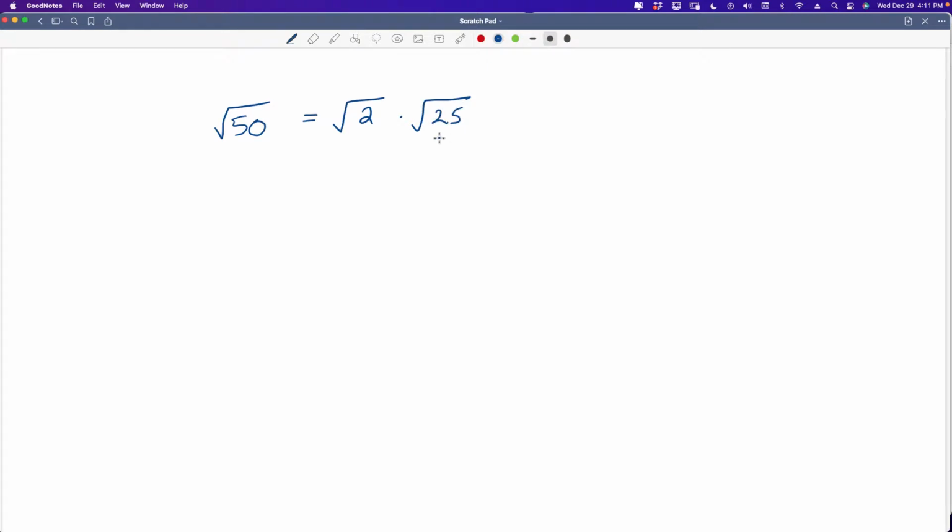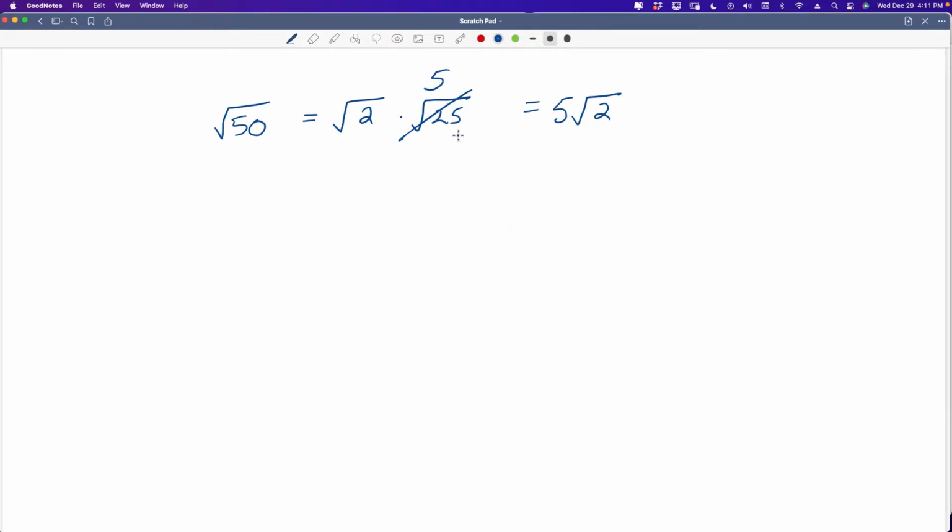Now the reason we pulled out 25 is because we know the square root of 25 is 5, right? So we could solve that. We could turn that into the coefficient 5. So the square root of 2 times 5 is equal to this, 5 times the square root of 2. We always put the radical behind the coefficient. So that's why we would do that, and that's how we do that.